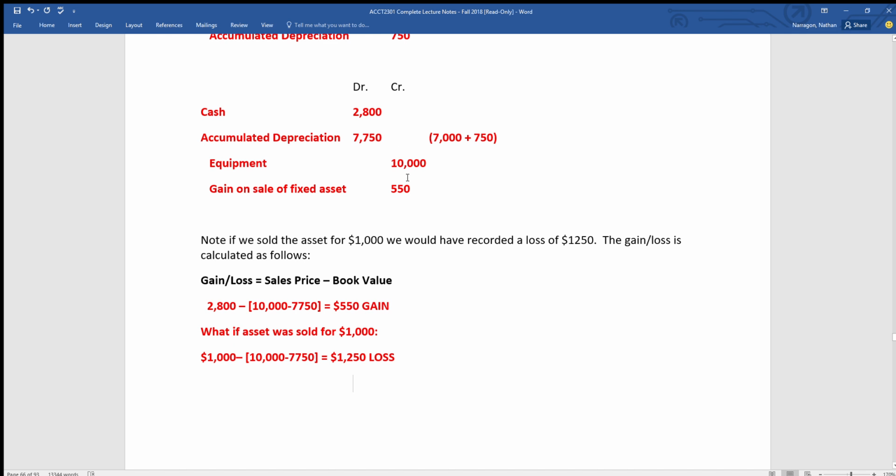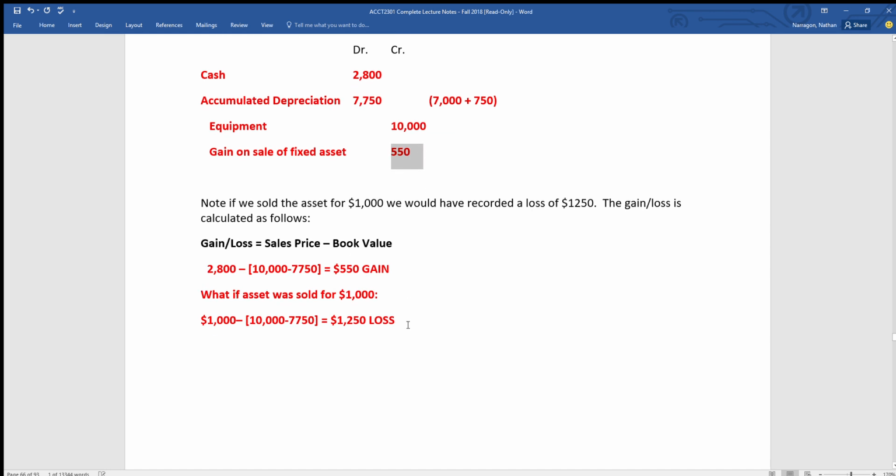You're going to notice that in many ways. If this was only 1,000, that's 8,750 on this side, 10,000 on this side. We need to increase this side to make it balance. So a loss is a debit, a gain is a credit. So you've got to remember that also.